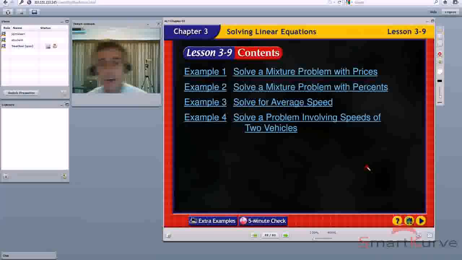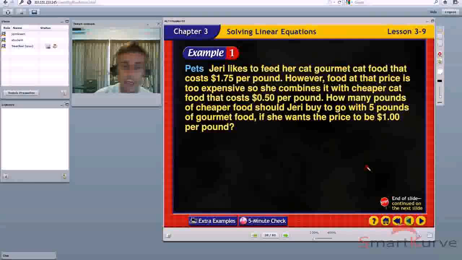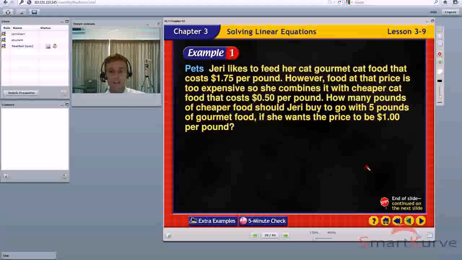Lesson 3-9. Jerry likes to feed her cat gourmet cat food that costs $1.75 per pound. However, food at that price is too expensive, so she combines it with cheaper cat food that costs 50 cents per pound. How many pounds of cheaper food should Jerry buy to go with 5 pounds of gourmet food if she wants the price to be $1 per pound?